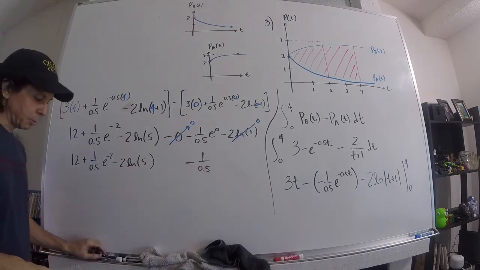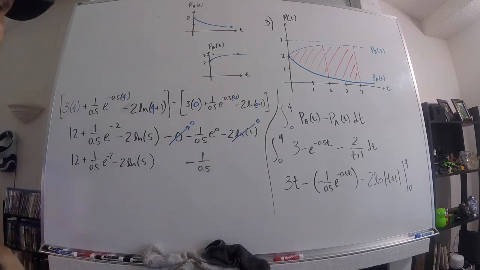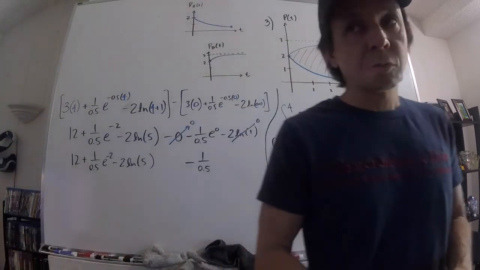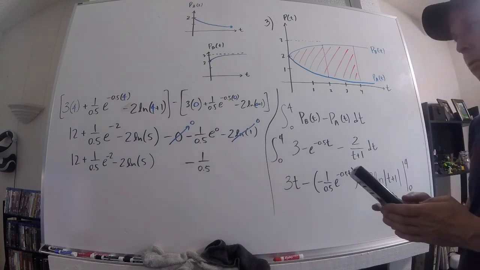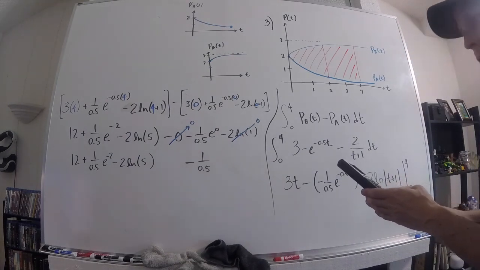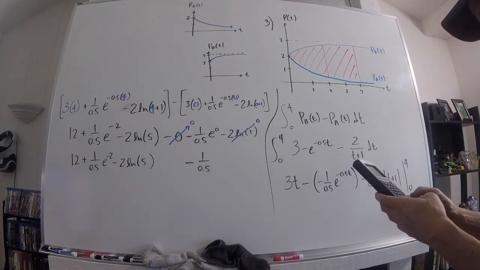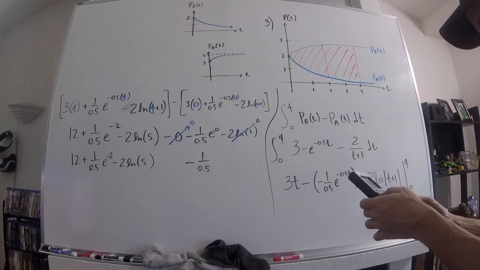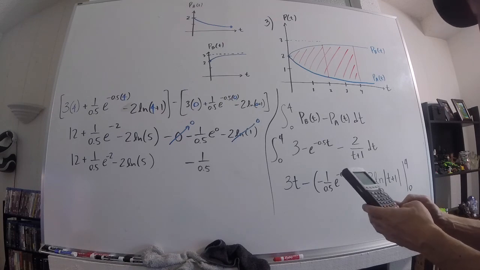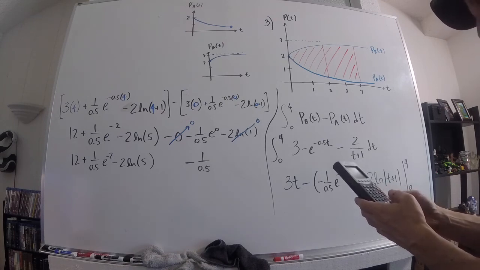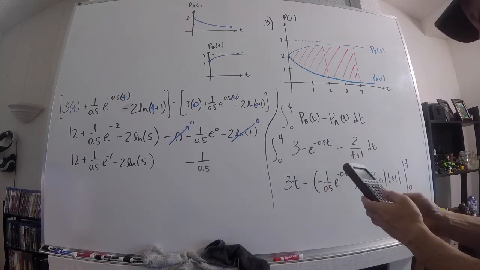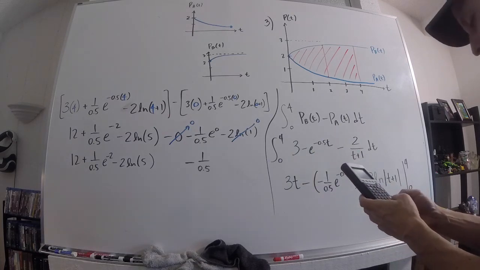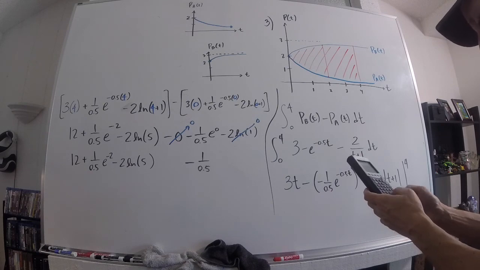All right, I'm ready to type it in now. This is super tedious, but that's what you've got to do sometimes. These problems do get tedious. All right, 12 plus 1 over 0.5 times e to the negative 2, you have your exponential function on your calculator presumably. If you don't, you need one that does. I think the iPhone will have it. You just have to flip it sideways. Minus 2 natural logarithm of 5 minus 1 divided by 0.5.